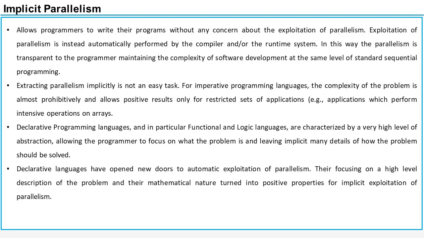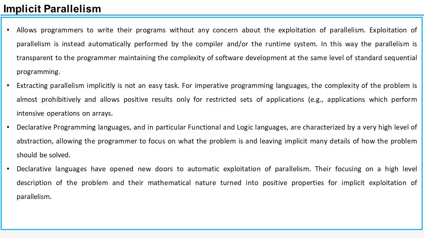Implicit parallelism allows programmers to write their programs without any concern about the exploitation of parallelism. Exploitation of parallelism is instead automatically performed by the compiler and/or the runtime system. In this way, the parallelism is transparent to the programmer, maintaining the complexity of software development at the same level of standard sequential programming. Extracting parallelism implicitly is not an easy task.